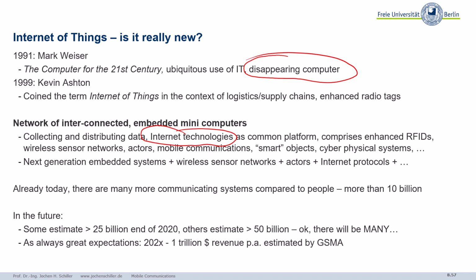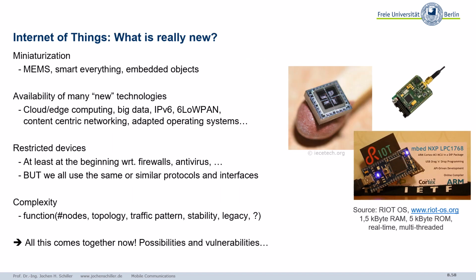So great. Already today we have billions of these devices, more than people connected. Estimations, that's always difficult. 25 billion or 50 billion this year. Okay, we know there are many and we will make a lot of money out of this. What is really new and what has this to do with mobile wireless communications, the topic of this lecture?